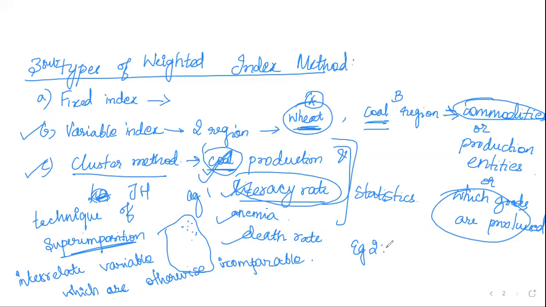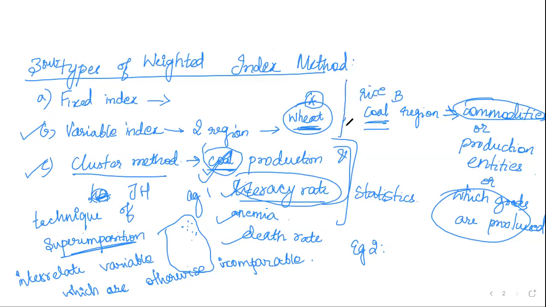Okay, so understand this variable index method when I am comparing two entities alone. The weighted average that is given to a particular region on the basis of two indices, or two things. Like I can compare wheat and coal of a particular region. I can compare wheat and rice of a particular region.